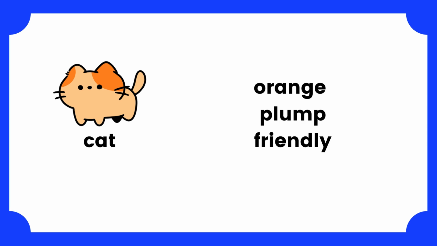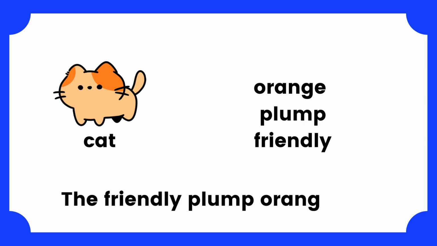Well, orange is a color. It's in the category of color. Plump, you could say plump is a shape. Friendly is an opinion category. So to put them in the right order, we would say the friendly, plump, orange cat.